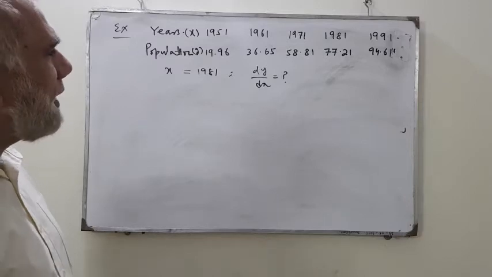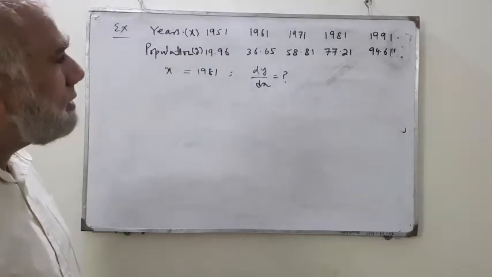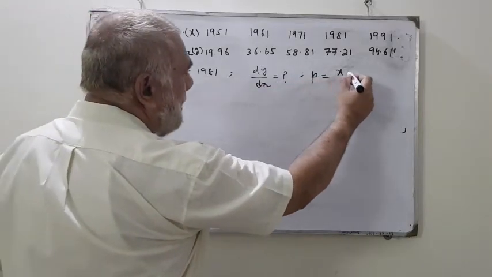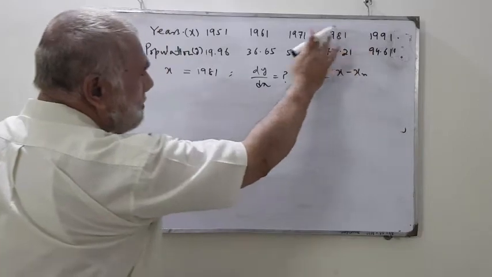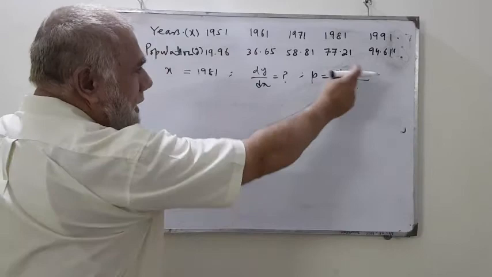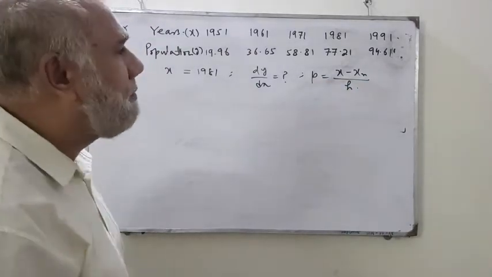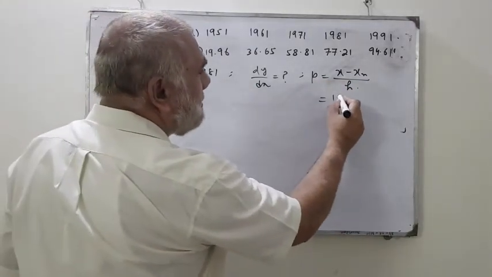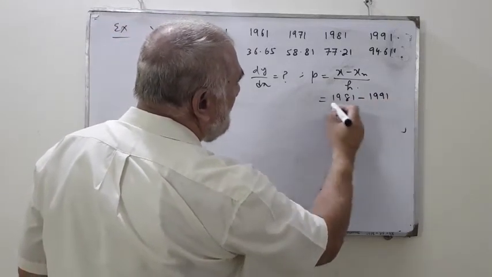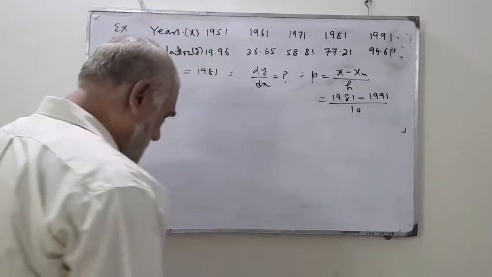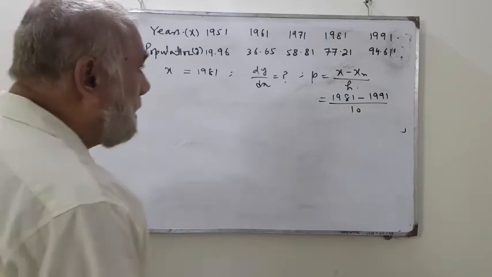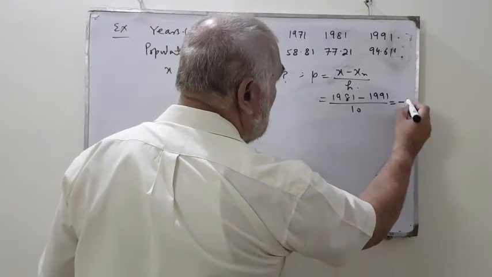So in order to find dy over dx, or the rate of change in the year 1981, first of all we have to calculate p. Because we are looking at a value close to the end point, we have to use a backward formula. So I am putting x minus xn instead of x minus x0. On putting the values, x is 1981 and xn is 1991, over each is a period of 10. So on solving this, we get the result p equals -1.